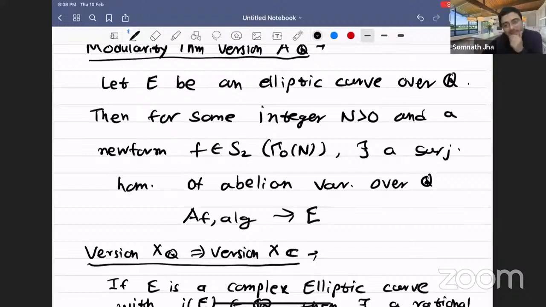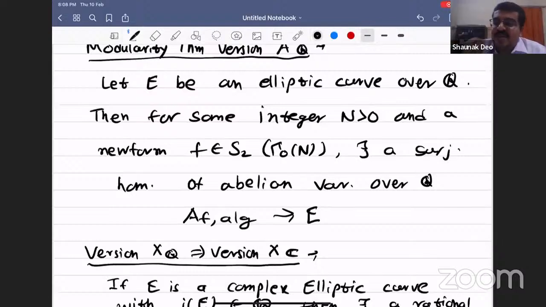So there are some generalizations of this theorem, like Jack Thorne has a very short proof that elliptic curves over the cyclotomic Z_p extension of Q are modular. Yes. Then this and all this for real quadratic fields. What is the state-of-the-art result on this?